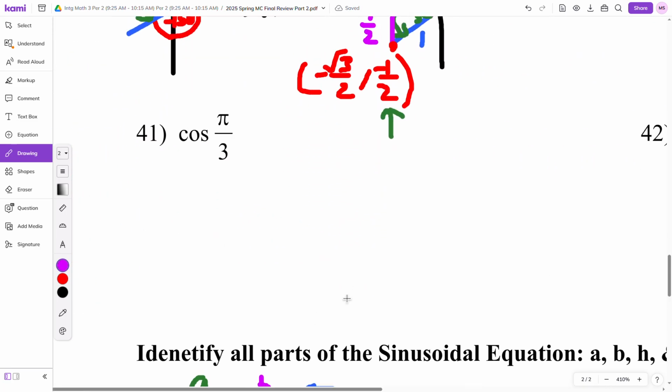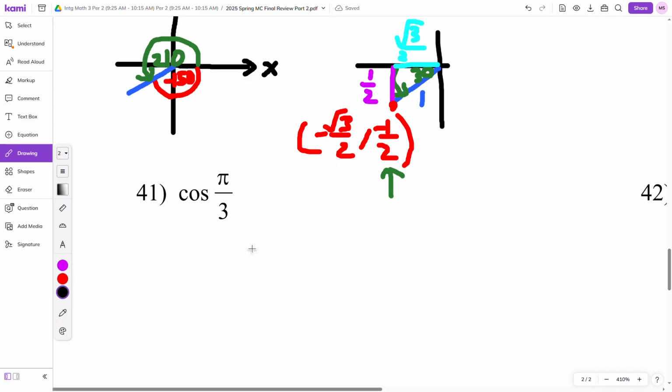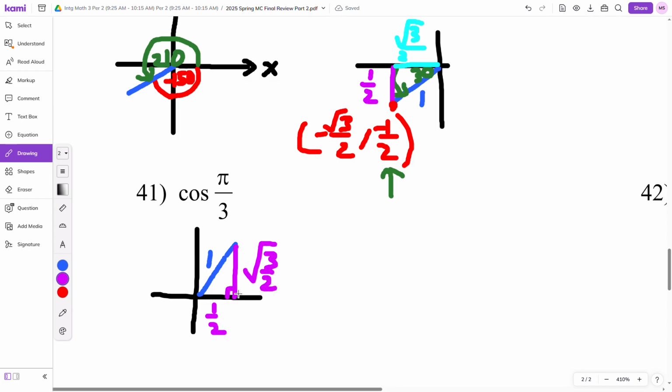Number 41. Cosine of pi over 3. Well, again, unit circle, my friend. So this is simply 60 degrees. So it's like this right here. And if this is 1, and that's 60 degrees, then this is the shortest side. So this is a half. And then this would be root 3 over 2 because of the Pythagorean theorem.